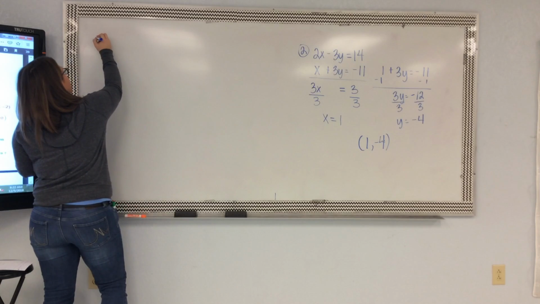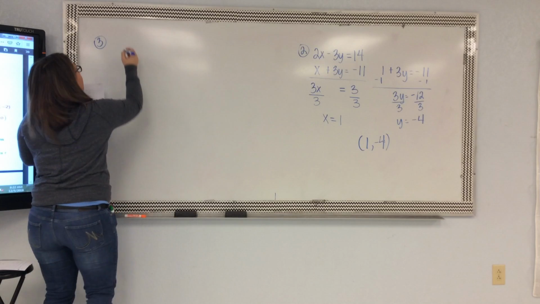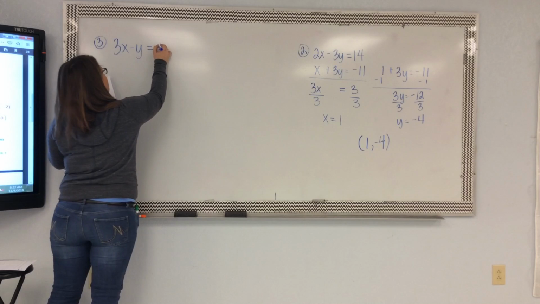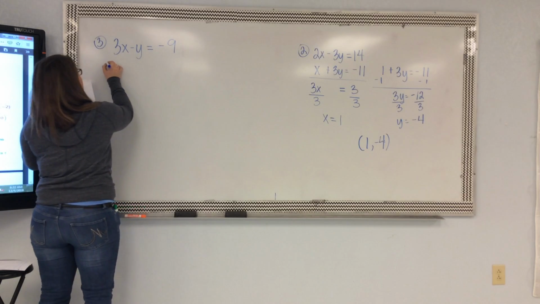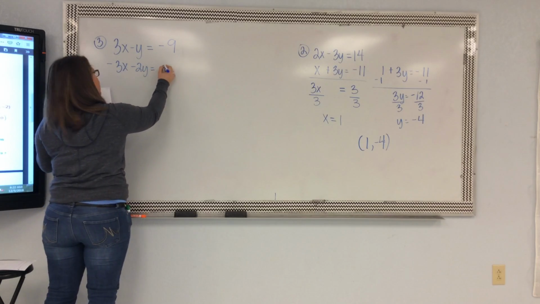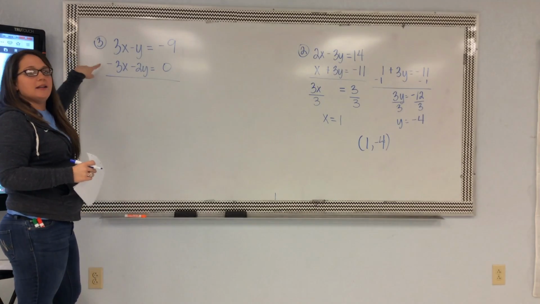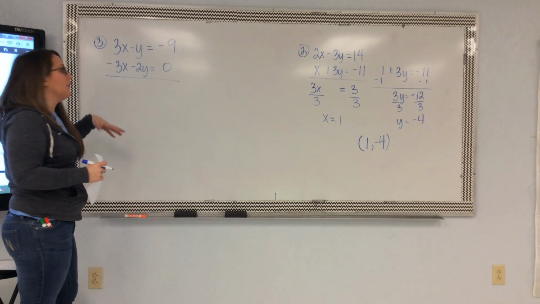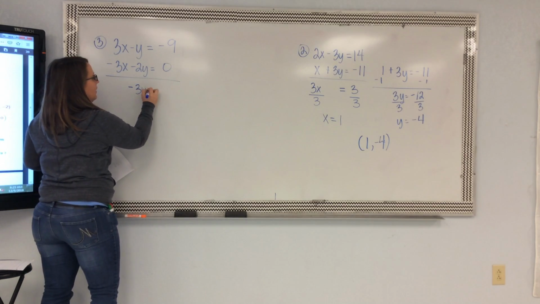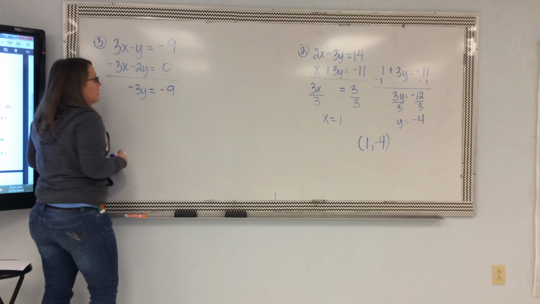Moving right along with number 3. Number 3 says 3x minus y equals a -9. And -3x minus 2y is equal to 0. I have a positive 3x on top of a -3x, so they're going to cancel each other out. So I have -y minus 2y is a -3y is equal to -9, and 0 is just -9.